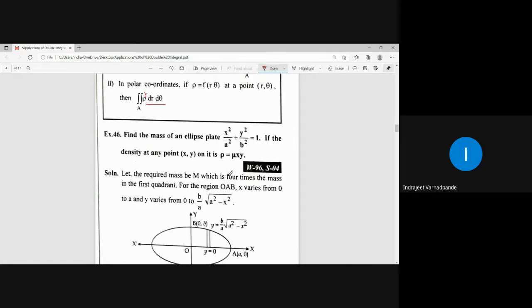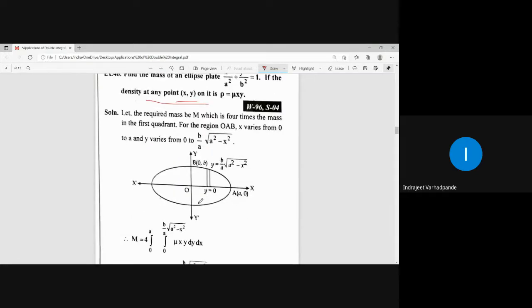The example related to this is, find the mass of an ellipse plate x square by a square plus y square by b square is equal to 1 if the density at any point (x, y) on it is rho equal to mu xy, right? So density is given and you have to find out the mass of this ellipse plate. Ellipse is x square by a square plus y square by b square equal to 1. If you draw the region, you have the coordinates here (a, 0) and (0, b), right?